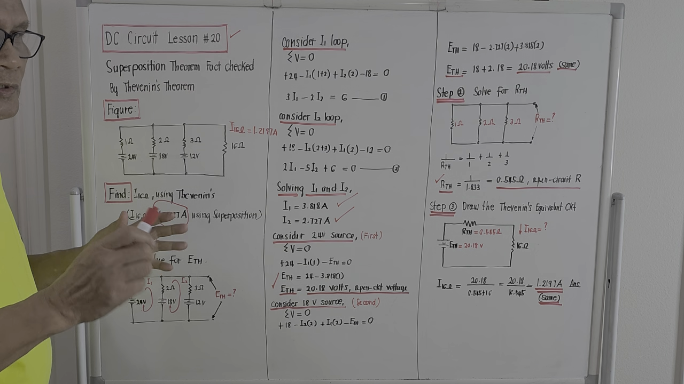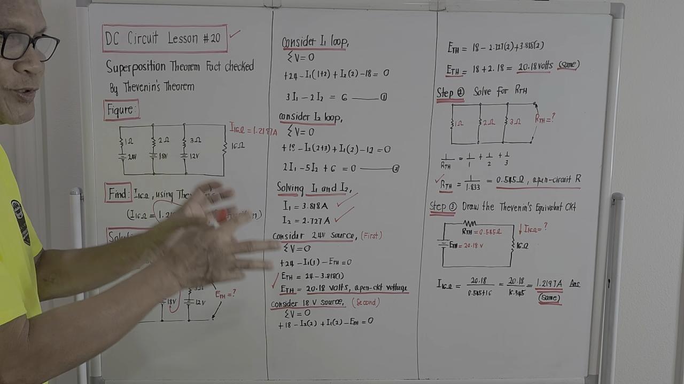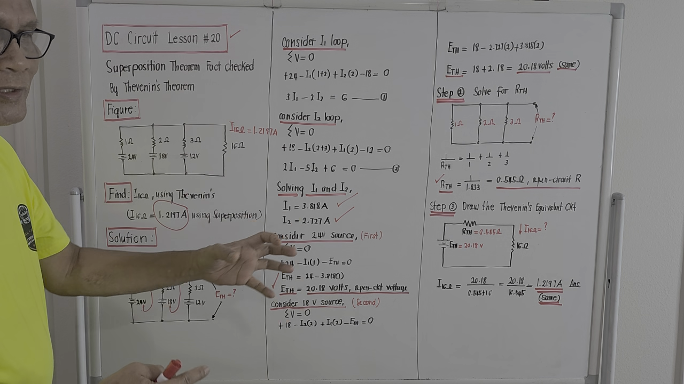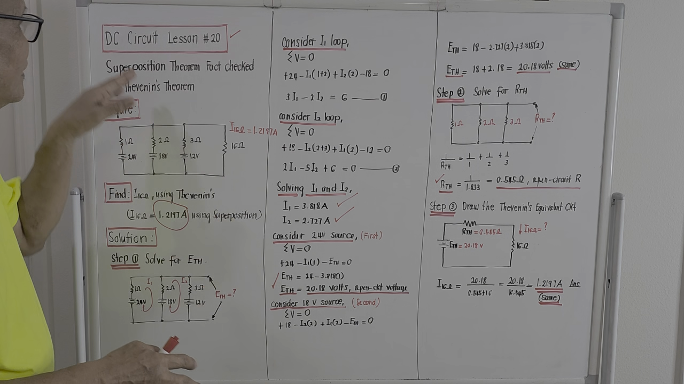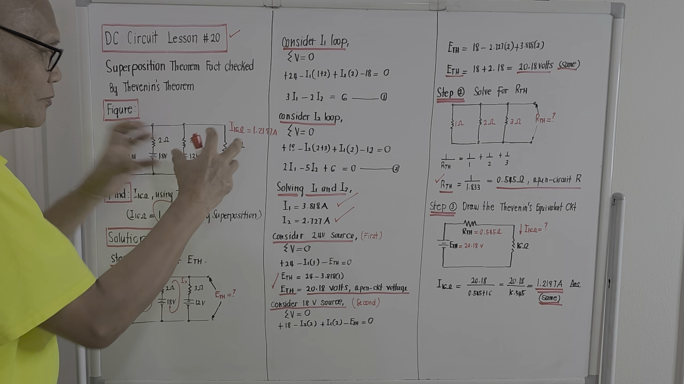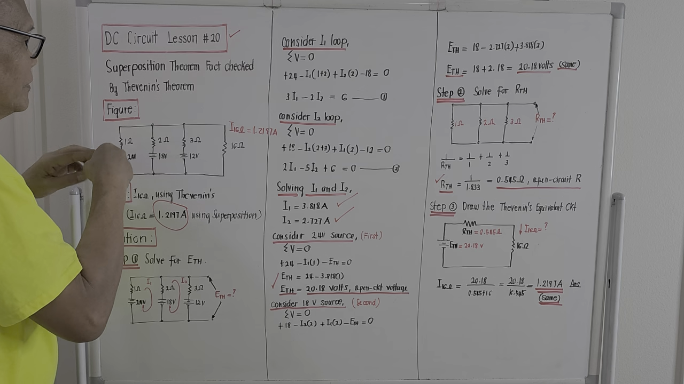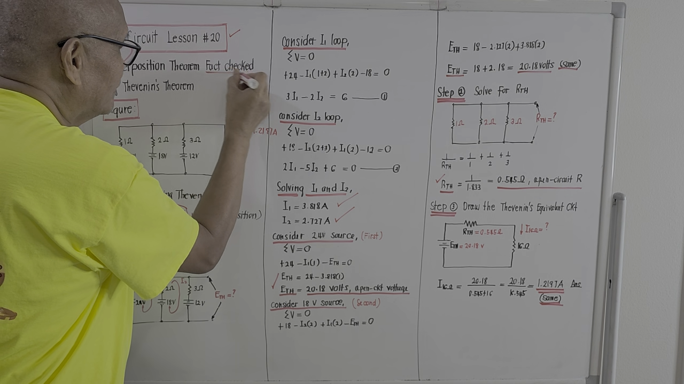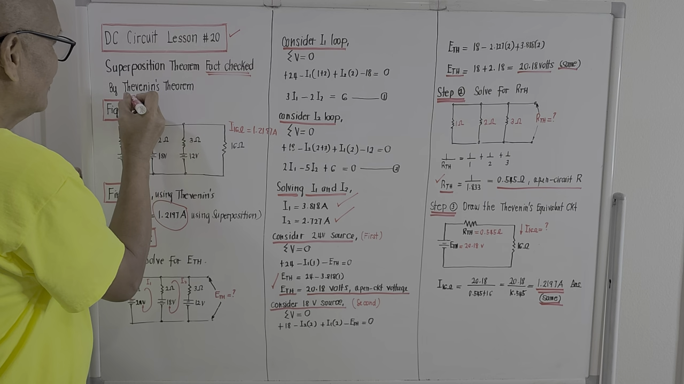So the question is, how do we know if this solution was correct or not? To be more accurate, I will be presenting this circuit as lesson number 20. I will be solving the same circuit and I will fact check it. I will check the validity of the answer by using Thevenin's theorem.